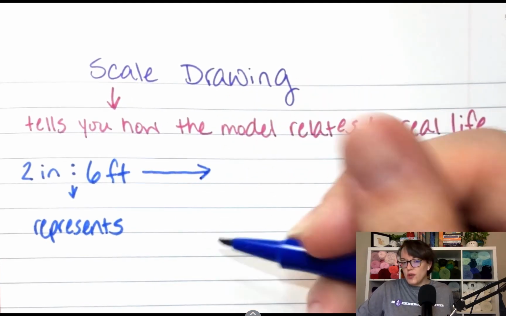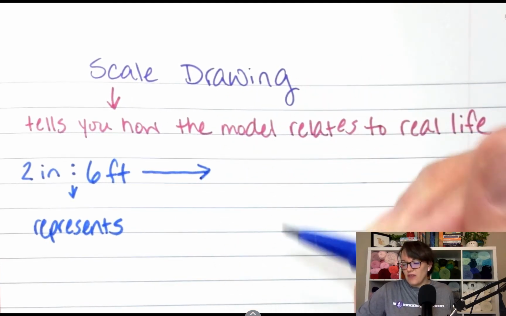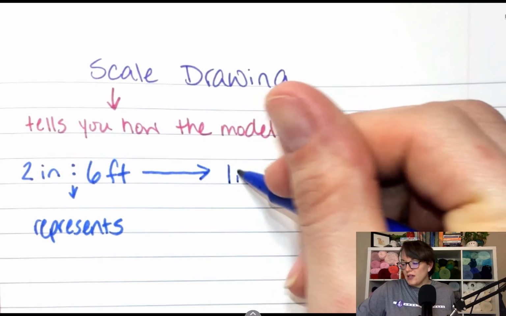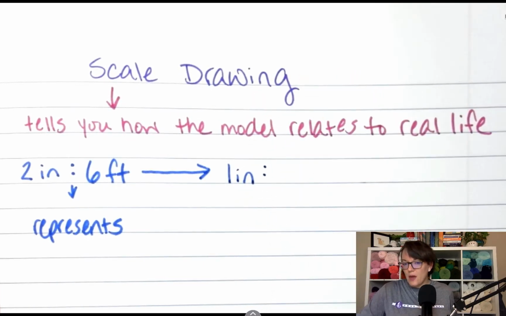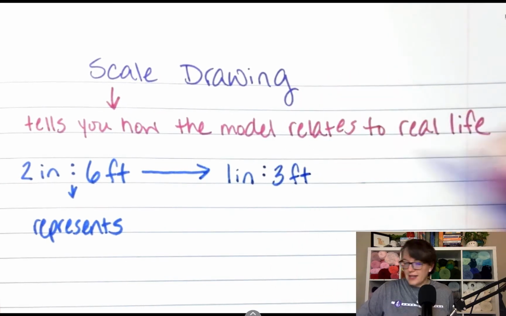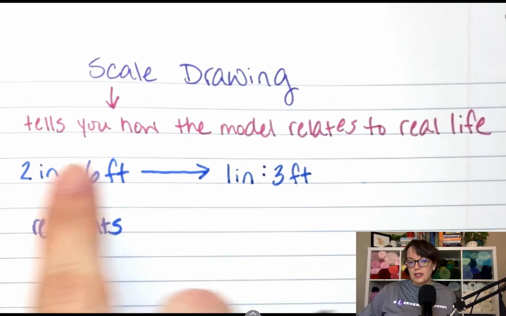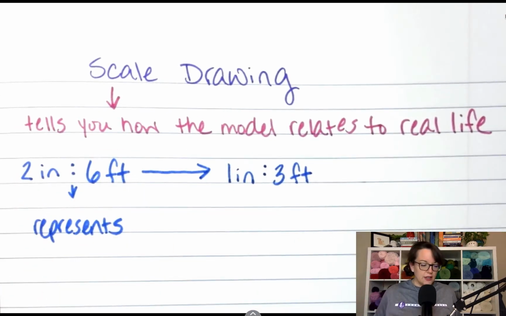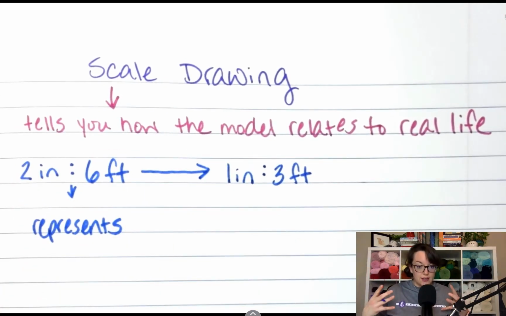You can also simplify your scale. So if 2 inches represents 6 feet, 1 inch represents how many feet? 3 feet. Because that's half. Half of 2 is 1, half of 6 is 3. So these are proportionate. We're going to look at these like ratios.